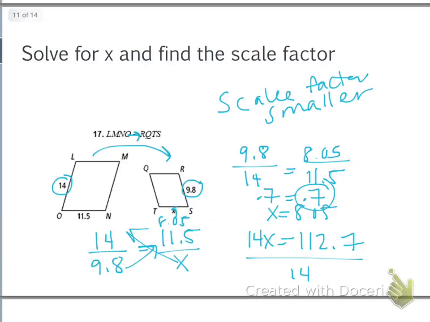Well, is that small? If I multiply something times 0.7, is that going to get me smaller? It is. If I would have gotten something like 1.2, that's not a small scale factor. If I multiplied it by 1.2, it would get bigger. So we have to flip-flop our fraction in that situation. But in this situation, we picked the right thing to be on top, so my scale factor is 0.7.